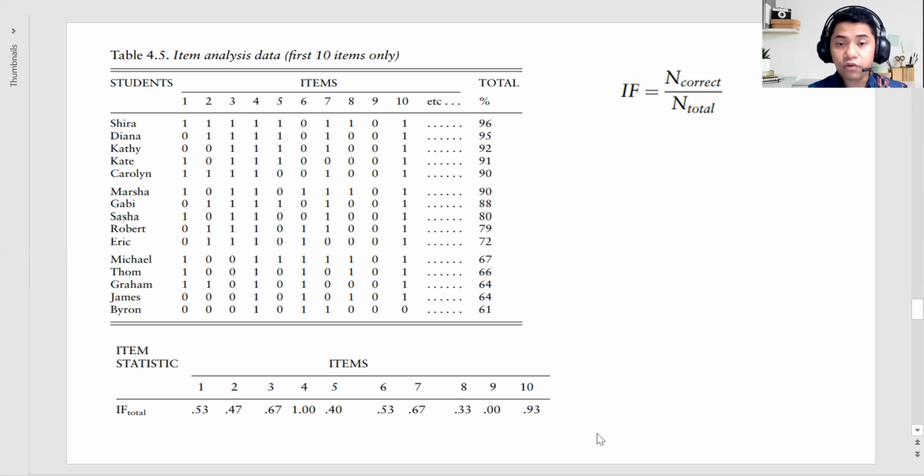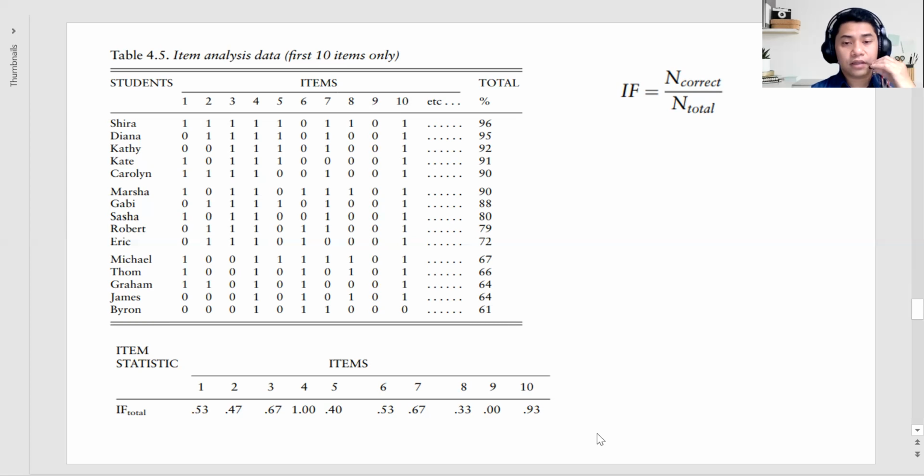And if we want to know the item facility scores for these questions, we can use the formula: the number of students who answered correctly divided by the total number of all students. For example, if we want to know the IF value for question number 10, it's 14 students who answered it correctly divided by 15, the number of all students. So it will be 0.93. So it's 93%.